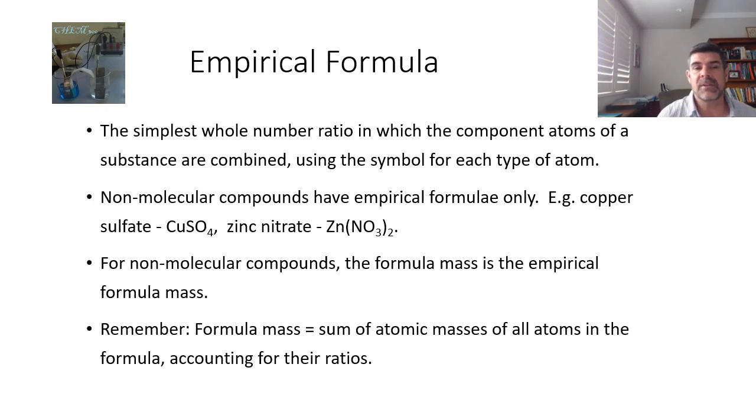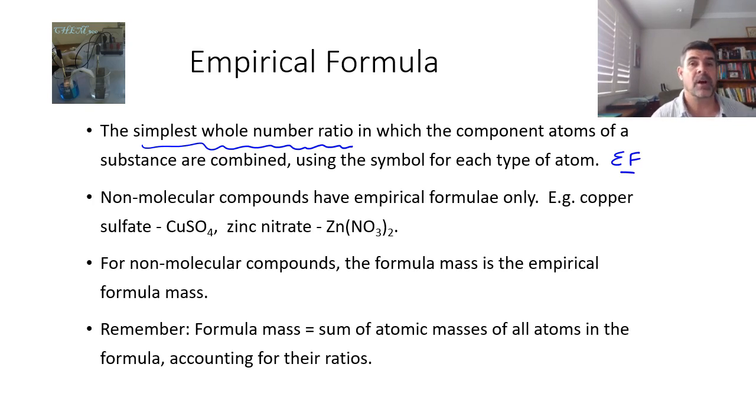And what we need to do is find the simplest whole number ratio in which the component atoms of a substance are combined, and then use that symbol for each type of atom in order for us to work out exactly what formula we want to be using in our calculation of molar mass. This simplest whole number ratio idea is known as the empirical formula, or EF.